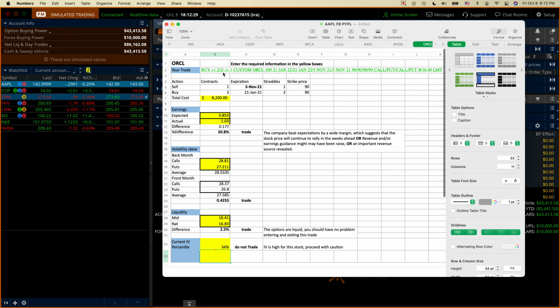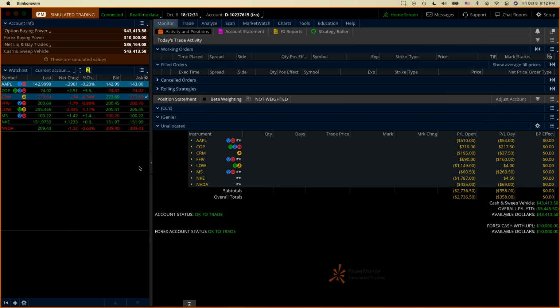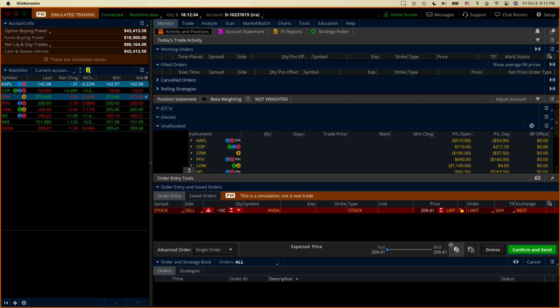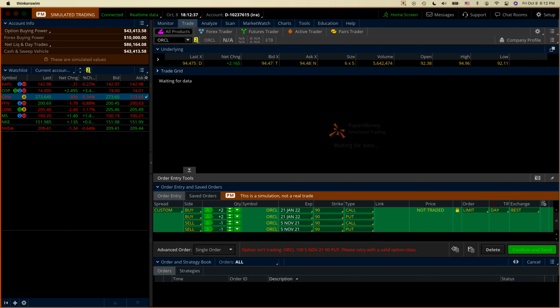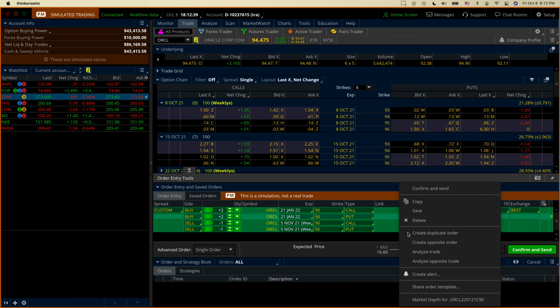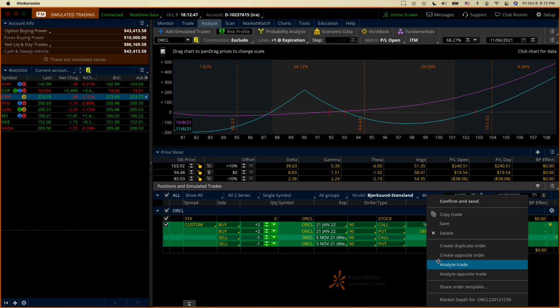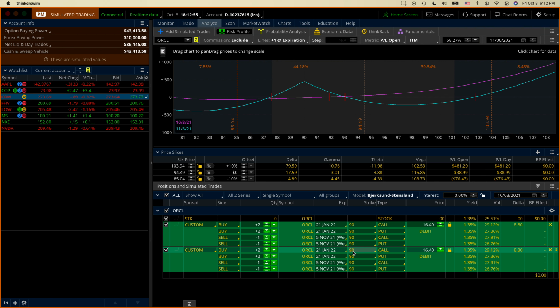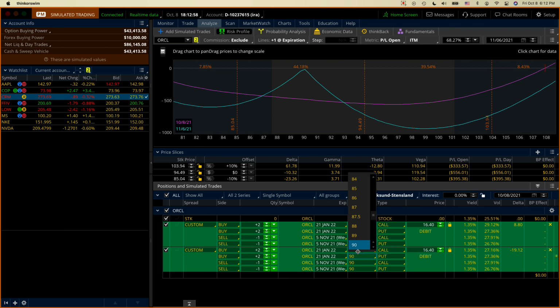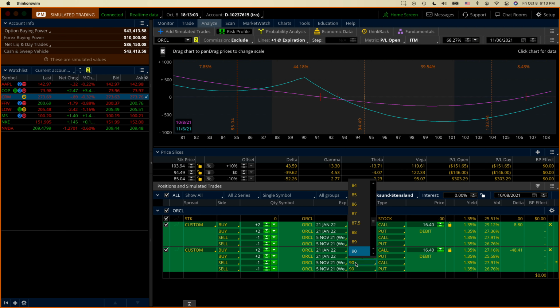Okay, so I'm going to copy this. This is a trade I have copied from here and I'm going to paste it in the platform, and here it is. Let's analyze that and see if we need to change anything. Okay, I could go higher. Let's duplicate that trade. Let's say analyze trade and then change the 90 to 95. Just need to make sure that it's a better trade overall.